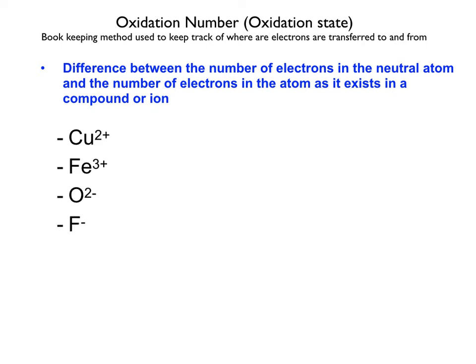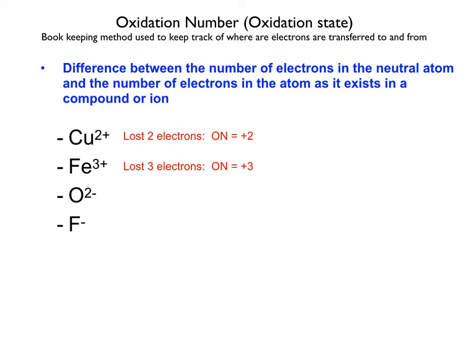If we switch it up just a little and we start to look at ions, we can look at copper 2 plus, iron 3 plus, O2 minus, and F minus. Taking copper 2 plus first, we can say copper lost 2 electrons. And so going back to the definition, the difference between the number of electrons in the neutral atom and the number of electrons in the ion, we say copper lost 2 electrons, so the oxidation number is plus 2. For the iron 3 plus, that iron lost 3 electrons, so the oxidation number is plus 3.